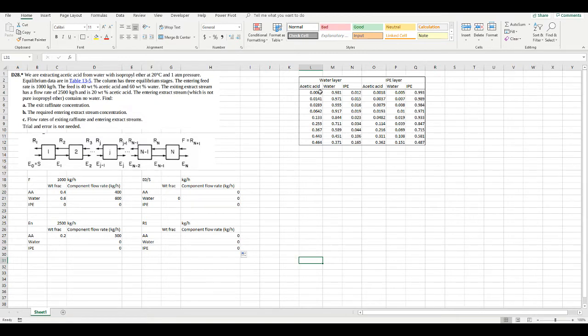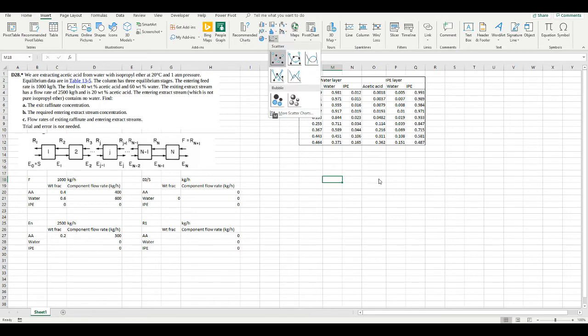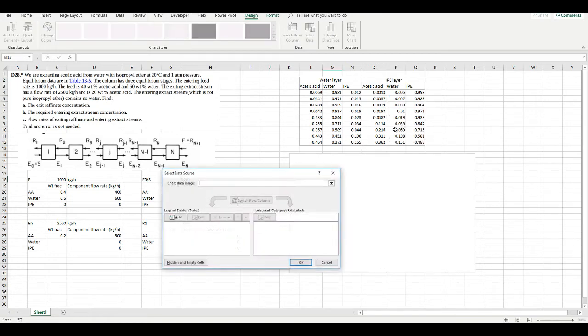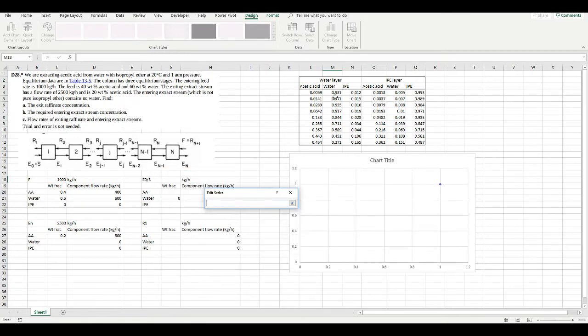So we have the equilibrium data here. We're just going to go ahead and choose water as the x-axis and acetic acid as the y-axis, and this is always completely arbitrary, but it's up to you to decide which way you want to plot it. But the important thing is to make the axes consistent. So if you're always plotting water in the x-axis, then you need to make sure that you always plot water in the x-axis. So let's do the water layer first.